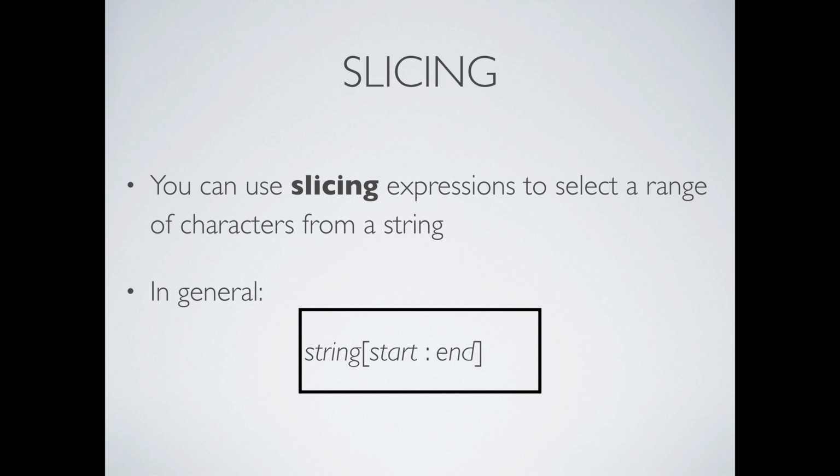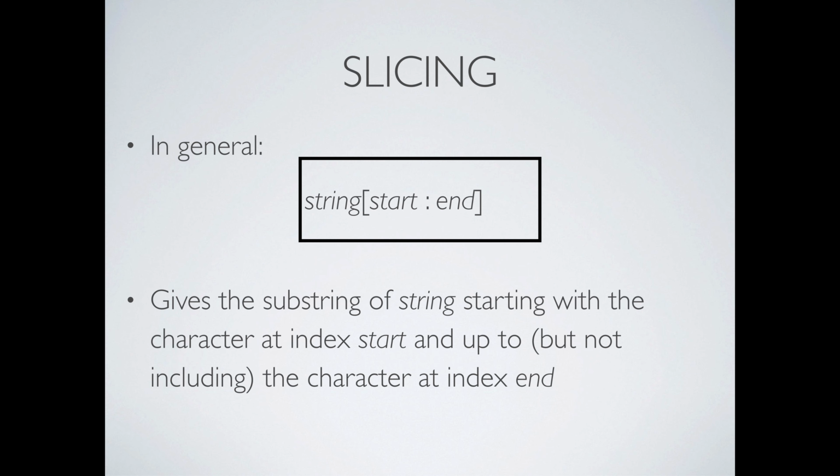So with slicing, it's the string, square bracket, some number to start, a colon, some number to end, and then a square bracket. What this is going to do is return a substring of the string, so basically a smaller string from the original string, that starts with the character at the index start and goes up to, but does not include, just like the range, the character at index end.